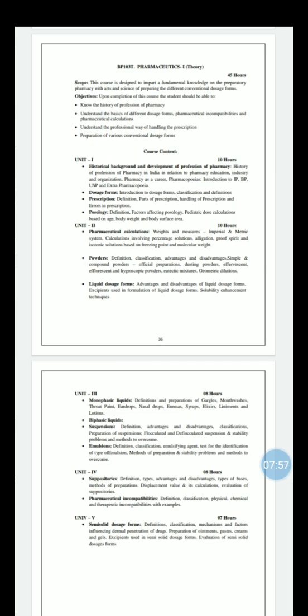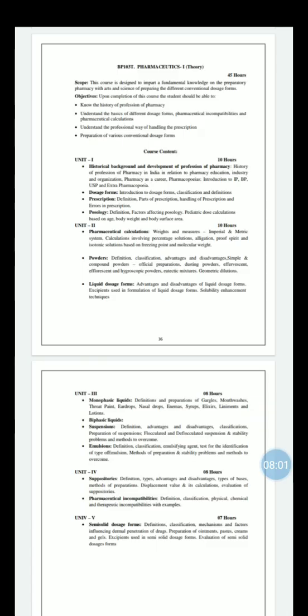2 for sessional 1 examination, then unit 3 and unit 4 for 2nd sessional examination, and all units, it means unit 1, unit 2, unit 3, unit 4 and unit 5, all 5 units for your end semester examination.